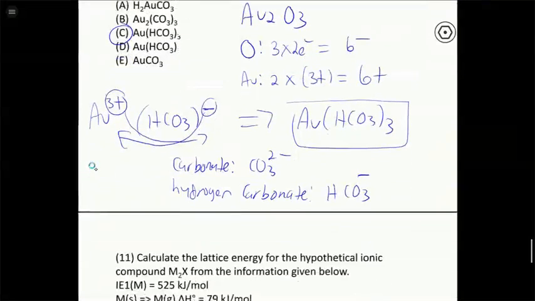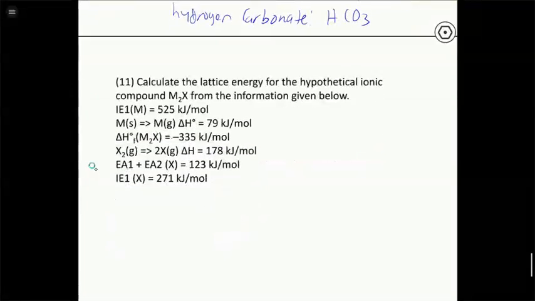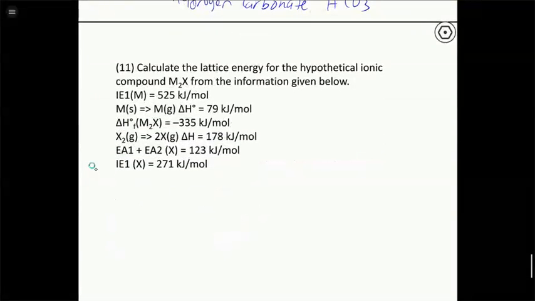Alright, now here comes our favorite, calculating the lattice energy. So we have a hypothetical ionic compound, M2X. There will be a lattice energy question on the test, just one, but make sure you know how to do it. It could either be calculating lattice energy, or it could be comparing lattice energies of different compounds, so kind of know both aspects, but there will be one question about it, so consider this your fair warning. And we have all this information. We have ionization energy, we have sublimation, all these different things. We want to calculate lattice energy.